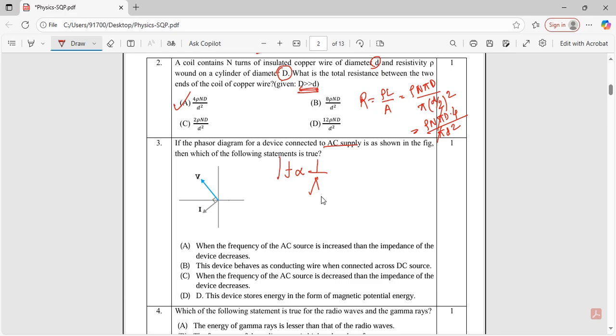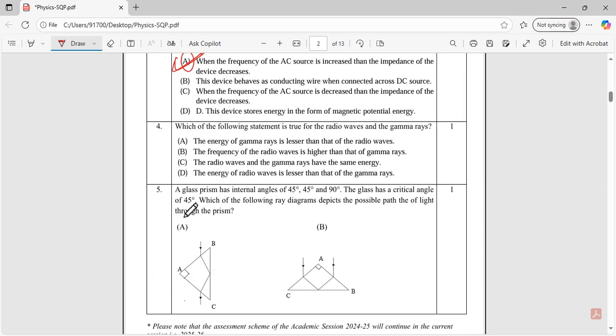Okay, that's the answer we get. When the device behaves as conducting when connected to a DC source, that is not signified here. When the frequency of the AC source is decreased, the impedance of the device increases. D: this device stores energy in magnetic potential, not signified, so we can't tell whether that statement is true. So that's why option A is correct. So number 4.